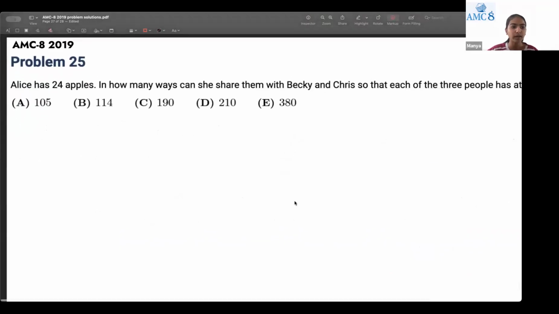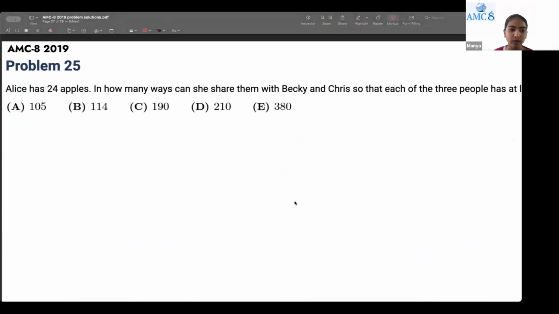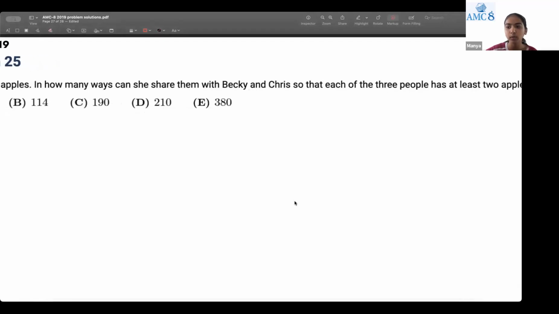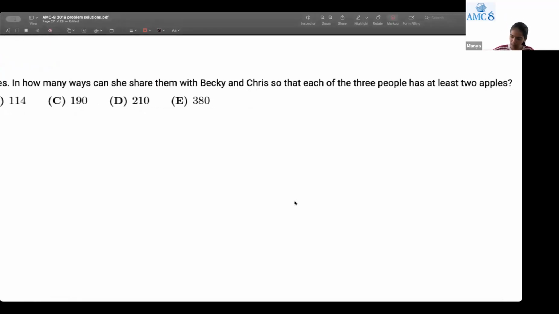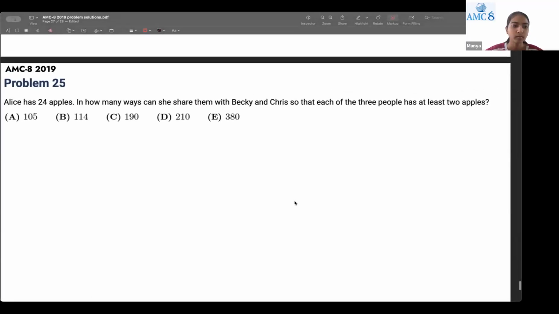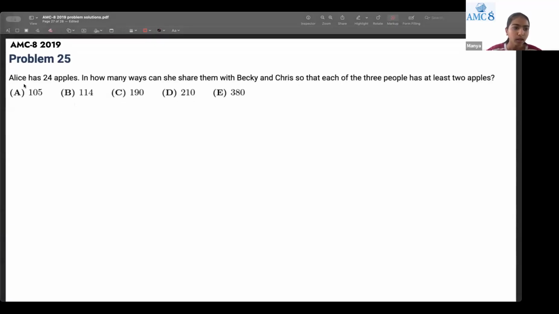So problem number 25. Alice has 24 apples. In how many ways can she share them with Becky and Chris so that each of the three people have at least 2 apples? So, total they have 24 apples. And in how many ways can she share them with 2 other people? So then A, B, C.